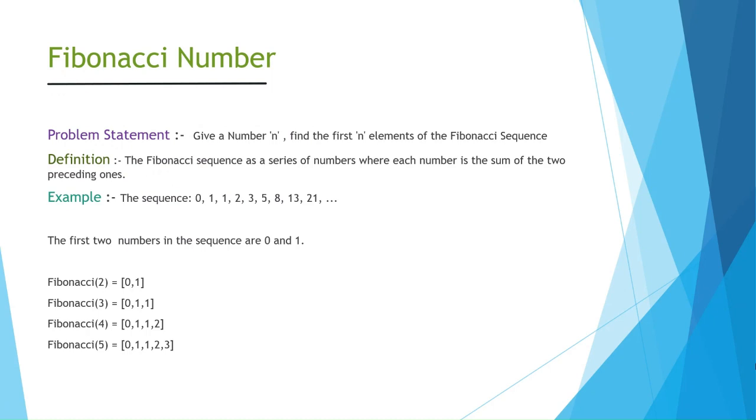After that, you can see below we have Fibonacci of 2 gives 0 1, Fibonacci 3 gives 0 1 1. In Fibonacci 3, you can see that the third number is 1 because 0 plus 1 is equal to 1. That's why its value is 1. In Fibonacci 4, you can see 0 1 1 2 because 1 plus 1 of the preceding numbers gives 2. And in Fibonacci 5, you can see that 2 plus 1 is equal to 3. That's why it's giving you 3. This is how the Fibonacci series numbers come.